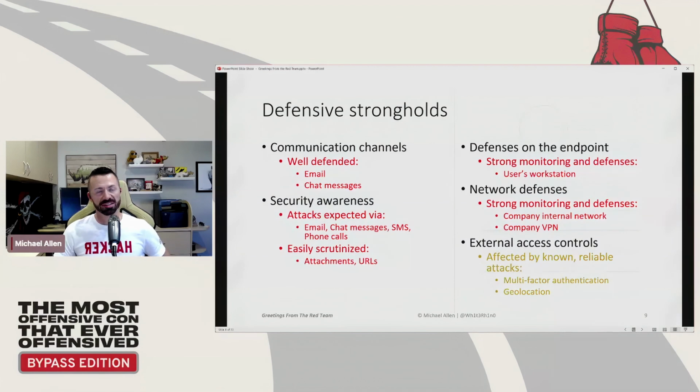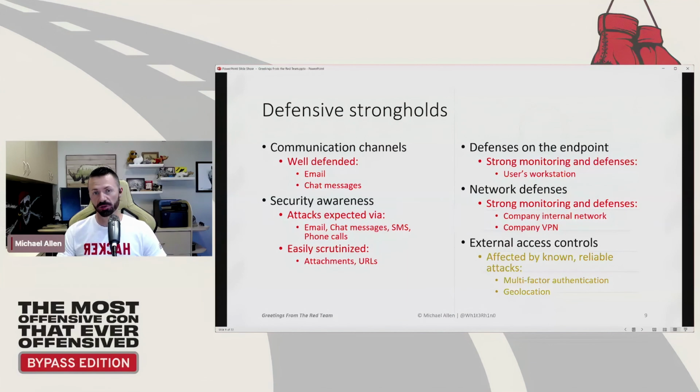So to dig into this a little bit deeper, I started defining, well, where are the defensive strongholds? Where are the things that I believe just about any organization that I'm up against is probably going to have very good security? One, the communication channels. The email channel, for example, is very well defended these days. It's very hard sometimes to get an email to land in a user's inbox. There's all kinds of defensive products and services that can be applied there.